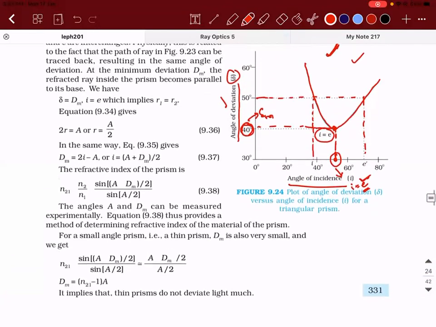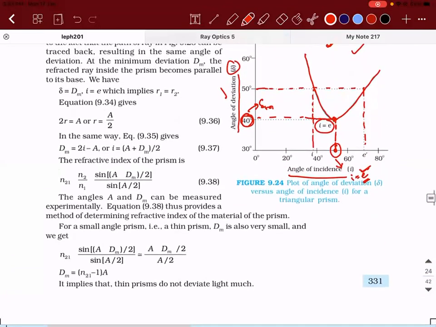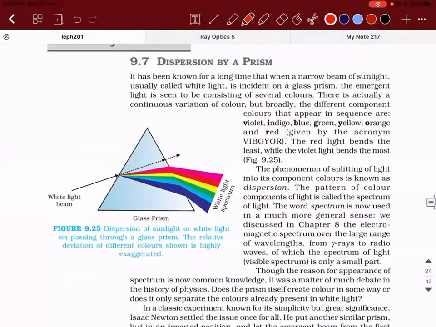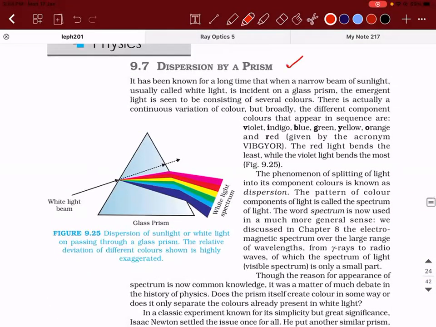So, hoping that this concept is clear, I'm moving on to the next part, that is dispersion by a prism. This concept of dispersion is not new to you, right? You would have learned it in your 10th grade. When a white light is made to fall on a glass prism, what is going to happen? Dispersion. Dispersion means what? It is splitting of the light into different colors.